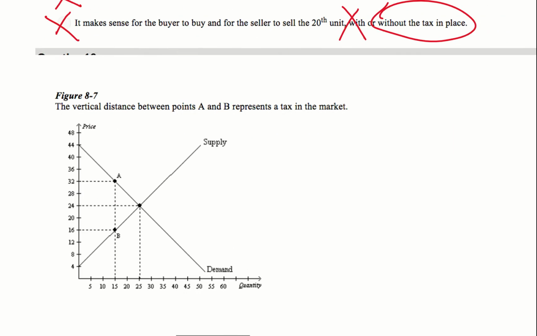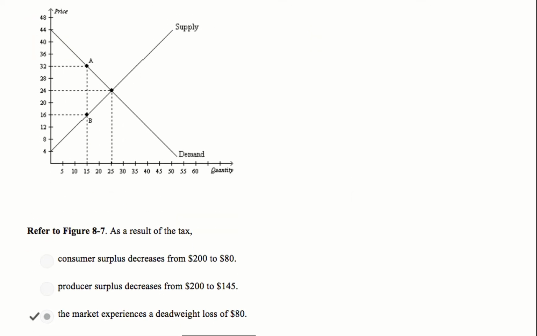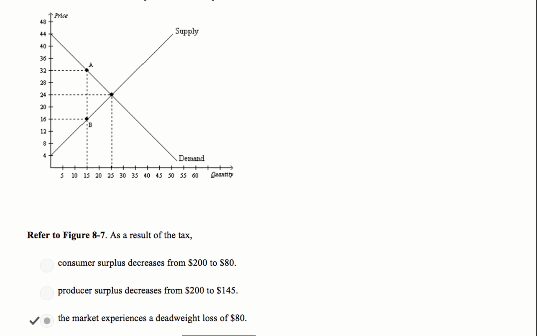Okay. All right. So next question, same graph over here. The difference between A and B represents our tax in the market. So as a result, okay, we're gonna do a lot of numbers here. What we can do is find out the consumer surplus, the producer surplus, and the total economic surplus, both before and after tax.